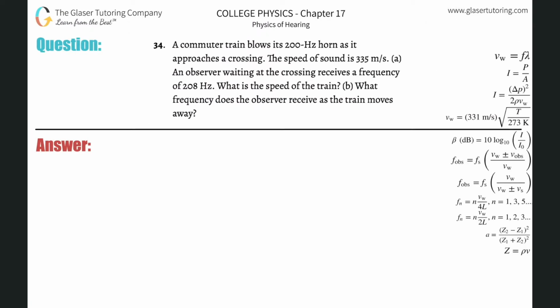Number 34. A commuter train blows its 200 hertz horn as it approaches a crossing. The speed of sound is 335 meters per second. Letter A. An observer waiting at the crossing receives a frequency of 208 hertz. What is the speed of the train?